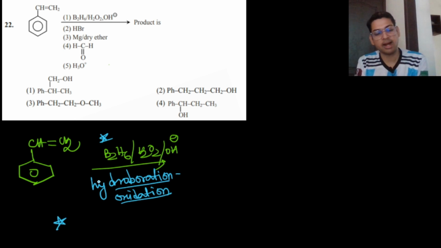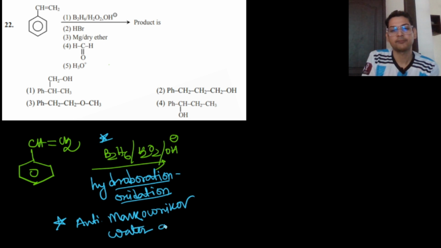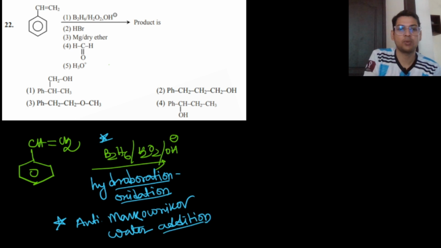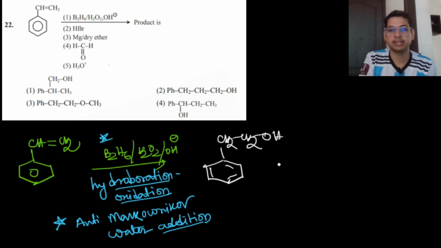I'm not doing the correct mechanism right now, okay? I'm just saying you can do it this way also. This is anti-Markovnikov water addition. That means you have to add water, and you have to add water like this way. Got it? Okay, sir, got it.